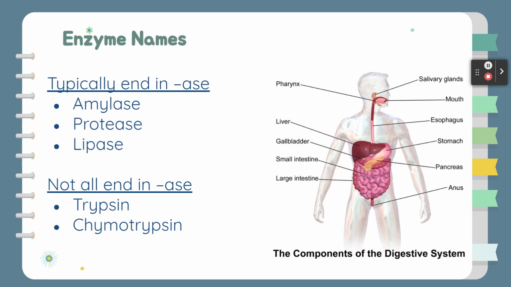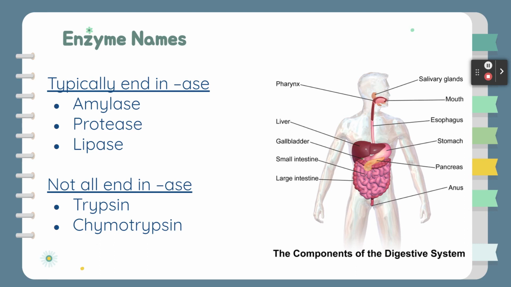All right, lastly, let's talk about the naming conventions of enzymes. Enzymes are often named because of their substrate or the type of reaction they catalyze. The ASE ending in many enzyme names is a common indicator you're dealing with an enzyme. However, it's important to note that not all enzymes follow this naming convention. Enzymes do often provide clues about their function. For example, the enzyme lipase is involved in the breakdown of lipids or fats, while amylase is involved in the digestion of amylose, which is a starch.